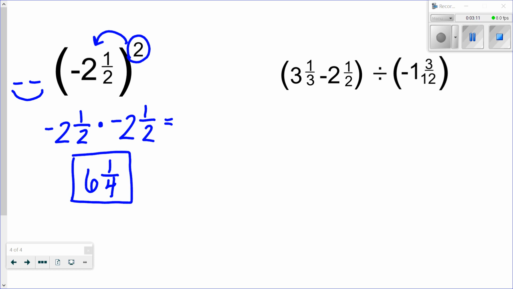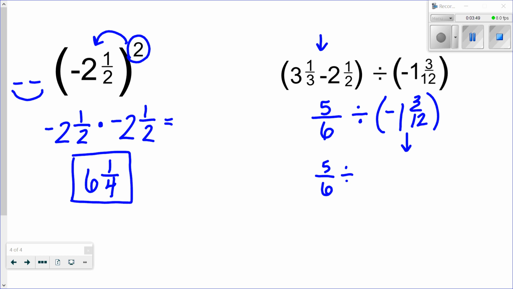Now, if I move over to this problem, I see that I have both subtraction and division. So I'm going to start with my parentheses, 3 1/3 minus 2 1/2. There is no conflict here, so I can just punch this right into the calculator. 3 1/3 minus 2 1/2 is 5/6. I'm going to bring everything else down, divided by -1 3/12. Now, in order to use keep, change, reciprocal, I'm going to convert this mixed number to an improper fraction.